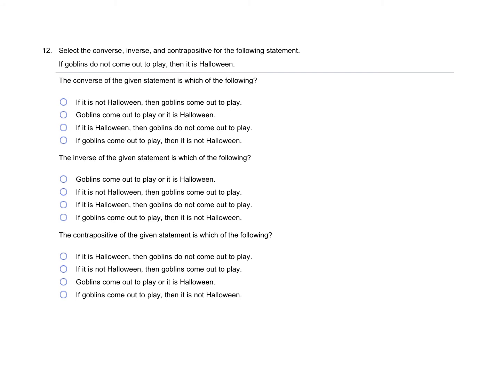Okay, the final one for this quiz review. Select the converse, inverse, and contrapositive for the following statements. So you need to make sure you remember what these are. If P implies Q is your original statement, the converse is always, you just switch the order. So now Q will imply P. That's the converse. The inverse means that you keep the same original order, but you negate each of them.